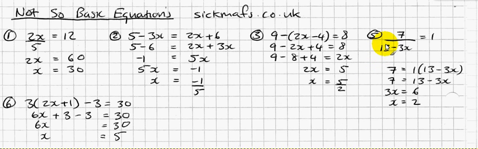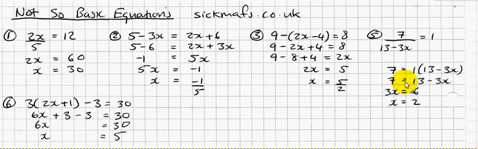Now our final, no, it's not our final one, I just forgot about that one. Number 5, I've got 7 divided by 13 minus 3x equals 1, so I can move that whole thing on the bottom up there and times it by it. Because that's a divide, it becomes a times. Anyway, so now you've got 7 left over here, and 1 times 13 minus 3x. Well, 1 times 13 minus 3x is just 13 minus 3x.